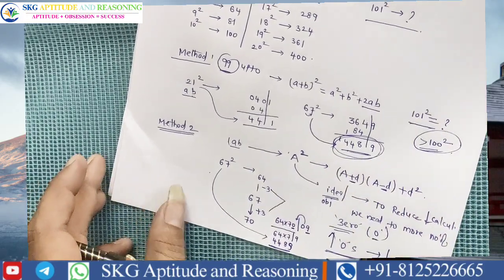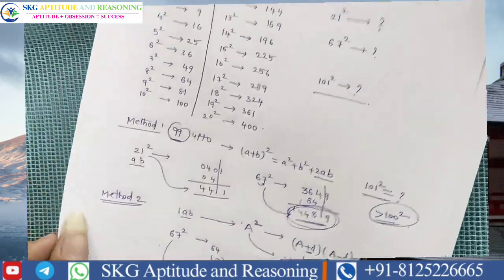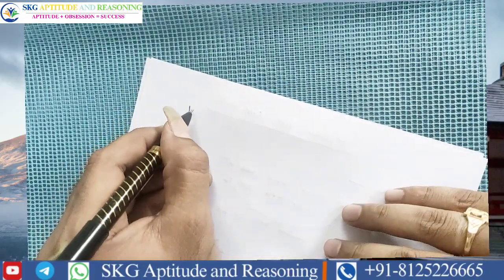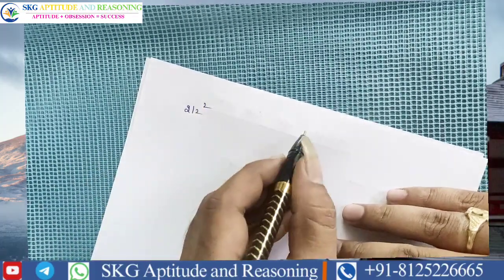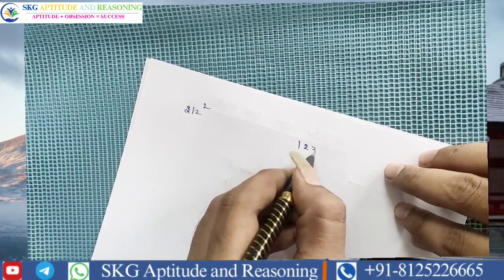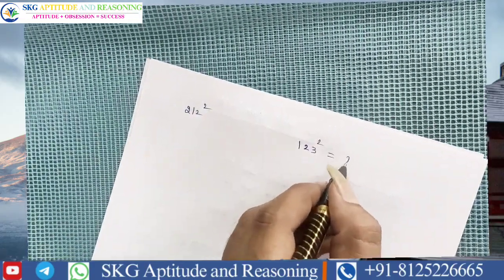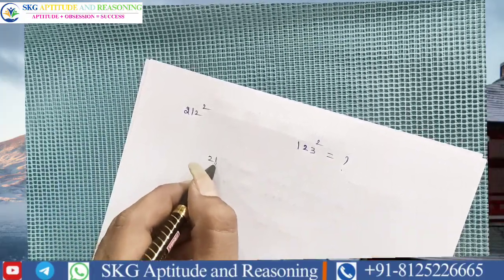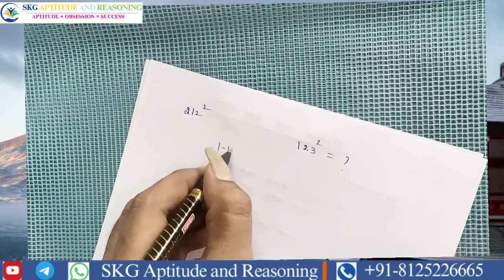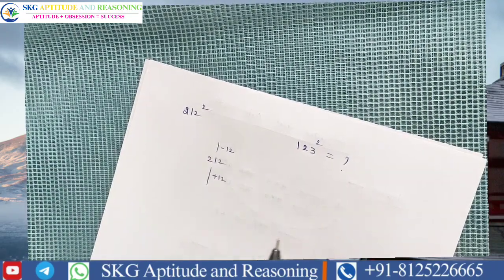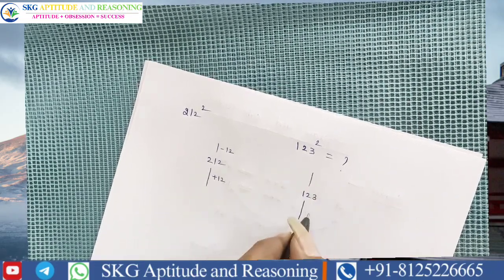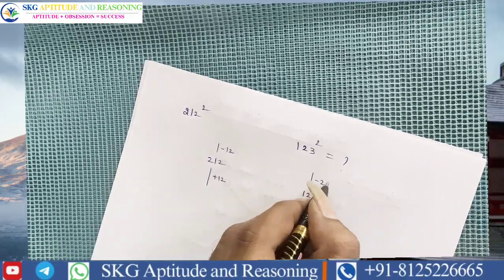Similarly, let us try to find the squares of other numbers. Let us consider one more number: what is the square of 212, or the square of 123? We need to find the squares of these numbers. Let us consider 212 first. For this number, one time I am adding 12 and one time I am subtracting 12. Whatever value you have added here, that same value you need to subtract here. Similarly take 123: one time I am adding 23 and one time subtracting 23.